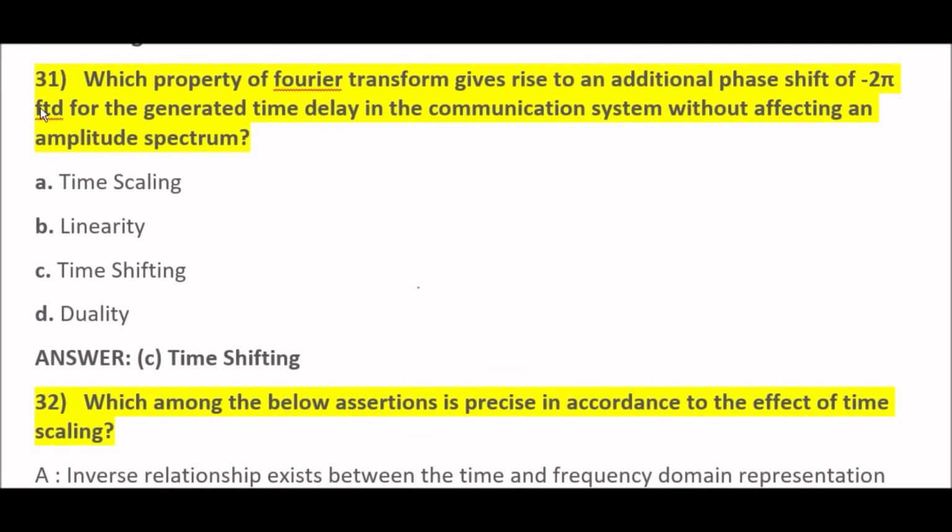Which property of Fourier transforms gives rise to an additional phase shift of -2 pi f td for the generated time delay in the communication system without affecting the amplitude spectrum? Okay, the correct answer here is option A, time scaling. The time scaling property of the Fourier transform gives rise to an additional phase shift of -2 pi f td for the generated time delay in the communication system without affecting the amplitude spectrum.